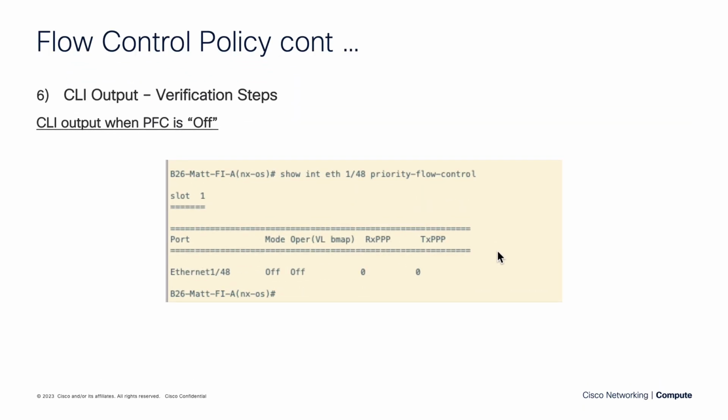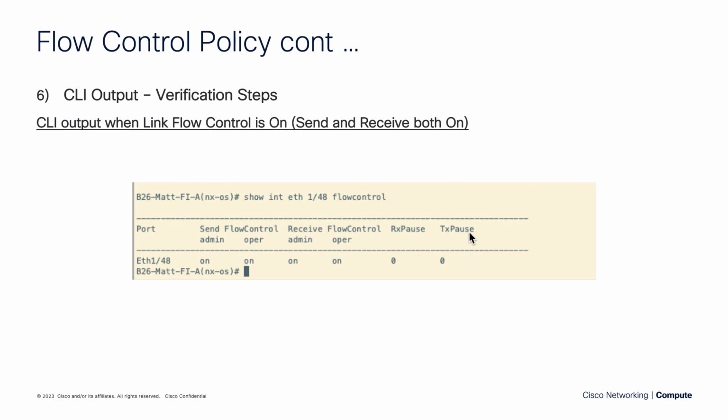So in this verification, we can see that the priority flow control in the flow control policy has been set to off, and we can verify it here. And since we set priority flow control off, link level flow control is on, okay, and we've enabled both send and receive directions, and you can see that here.